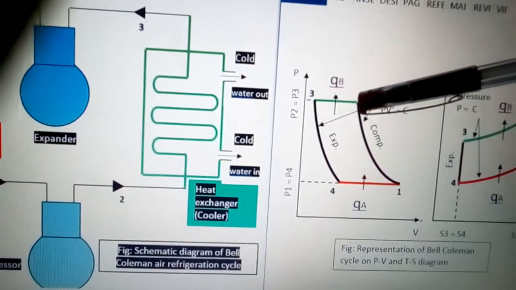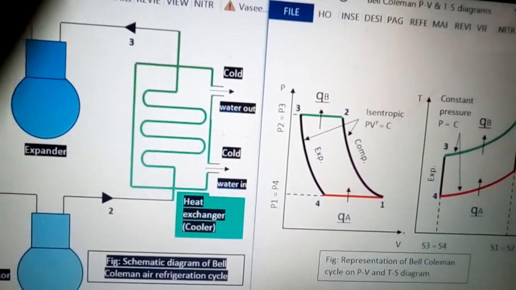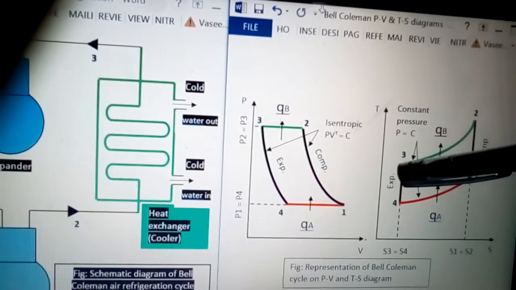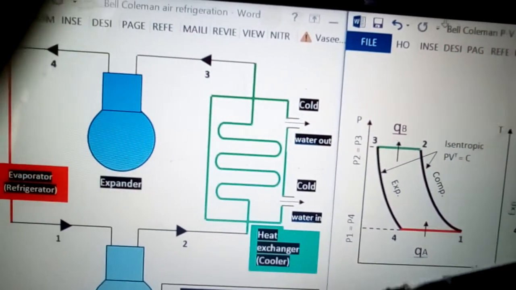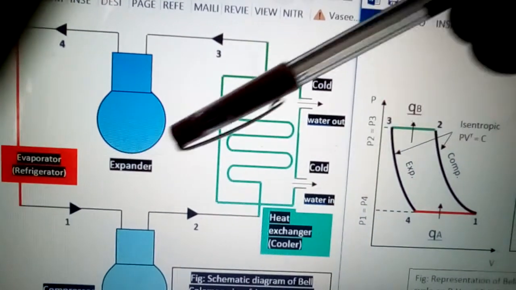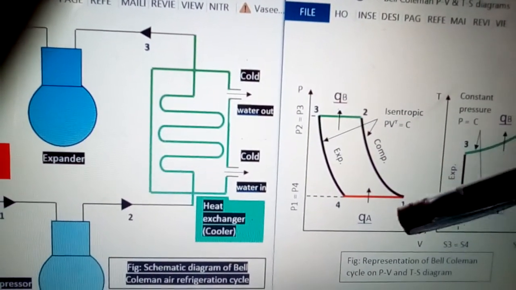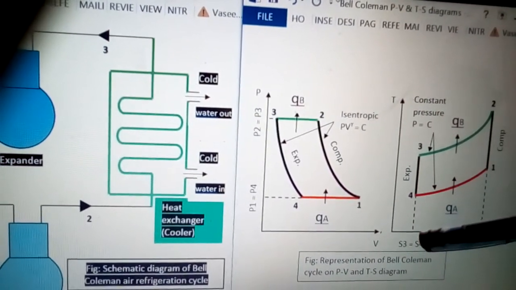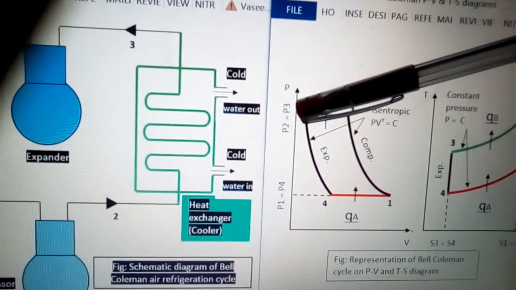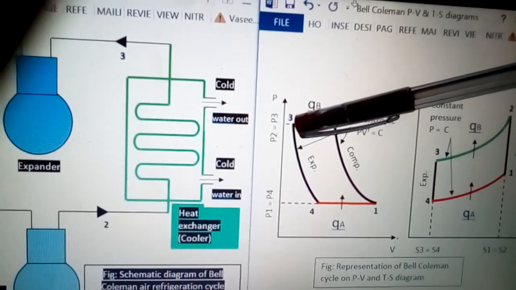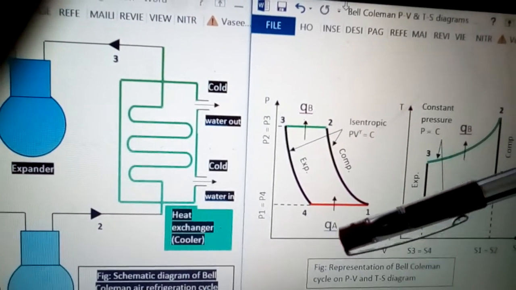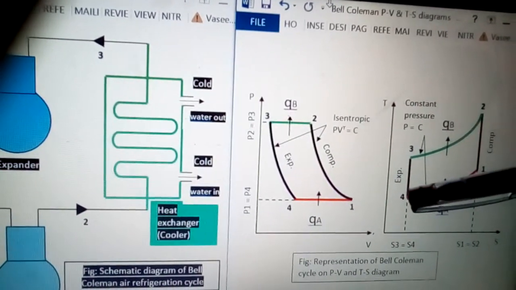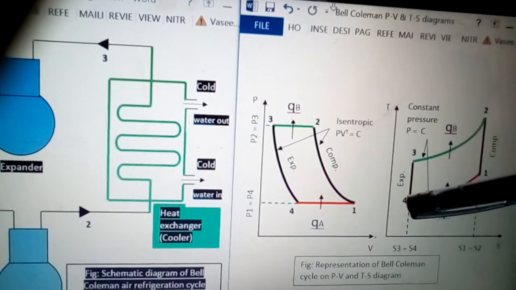Here the volume reduces from V2 to V3, and the temperature reduces from T2 to T3. Then the air goes to the expander, and this process 3 to 4 is an isentropic expansion process. As you can see, S3 is equal to S4. In the expansion, the volume increases and the pressure decreases from P3 to P4, and the temperature reduces from T3 to T4.